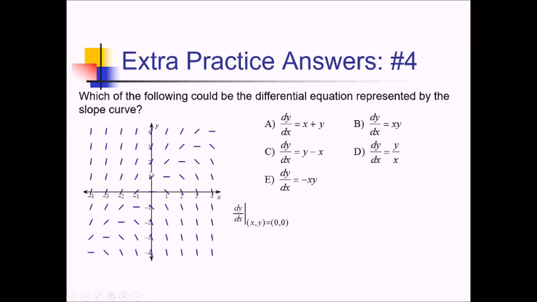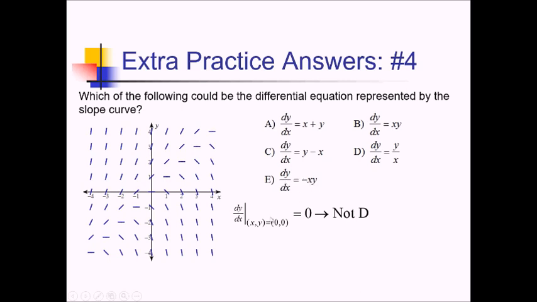In the graph itself, I see that we have a horizontal tangent line on the origin. So that's a slope of 0. Let's now plug 0, 0 into all these differential equations and see what actually gives us 0 back. So for choice A, we get 0 back. For choice B, 0 times 0 is 0. Choice C, we have 0. Choice D, we have 0 over 0, which comes out undefined. So we can eliminate choice D. And then choice E, -0 times 0, still works.